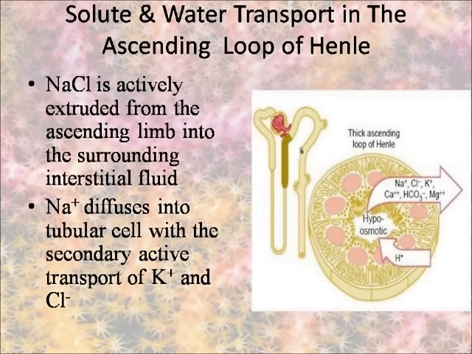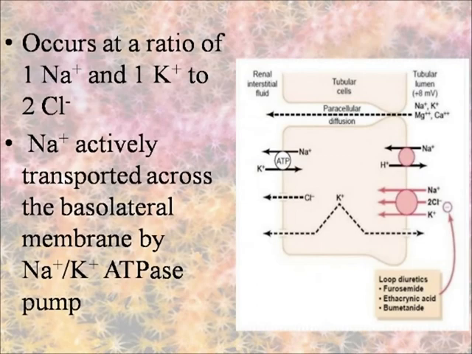Solute and water transport in the ascending loop of Henle. Sodium chloride is actively extruded from the ascending limb into the surrounding interstitial fluid. Sodium ions diffuse into the tubular cell with the secondary active transport of potassium ions and chloride ions. It occurs at a ratio of 1 sodium ion and 1 potassium ion to 2 chloride ions.